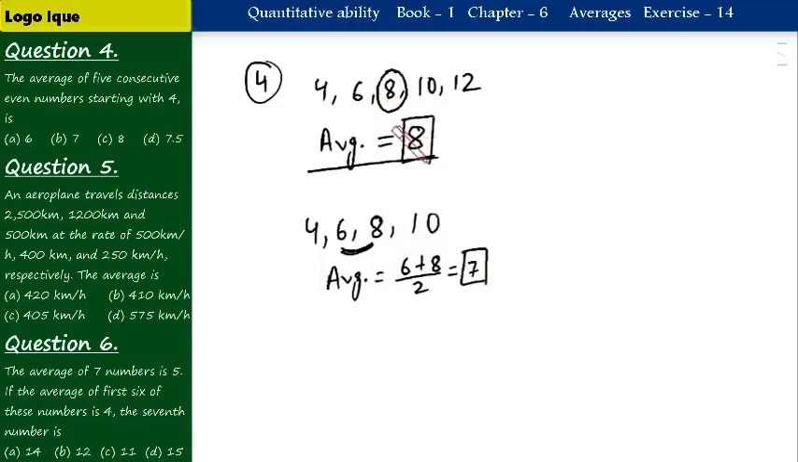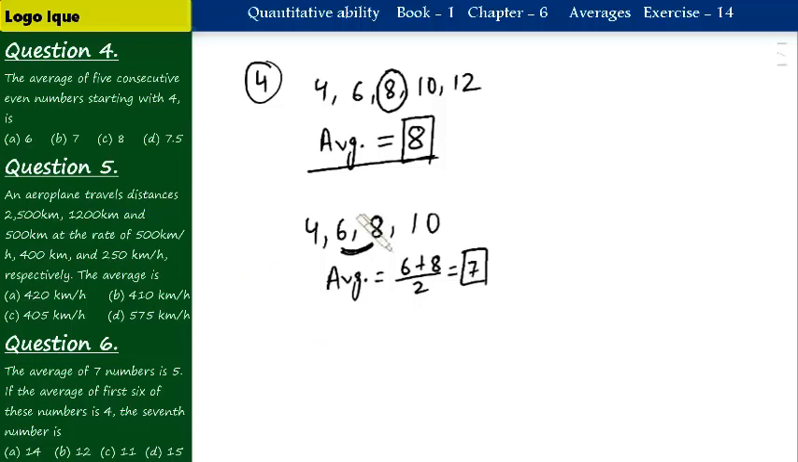Alright. So if there are, let's say, 5 numbers or 7 numbers or 11 numbers, the middle number will be the average straight away. If there are 4 numbers or 6 numbers or 8 numbers, in that case there will be two middle numbers, take the average of them, right? Otherwise you can always add and calculate, right? But the faster way would be to just take the middle number.